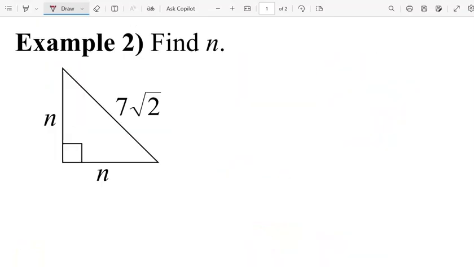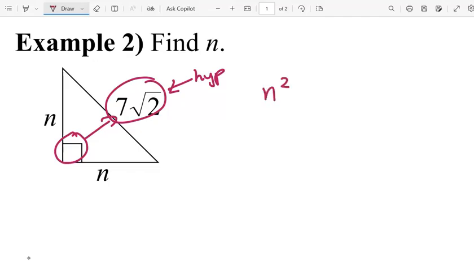In example 2, we're asked to find the value of n. So it's important again to recognize that right angle and the side opposite. So this is going to be our hypotenuse. So a squared plus b squared, that's n squared plus n squared, is equal to the square of the hypotenuse, which is 7 times the square root of 2 squared.